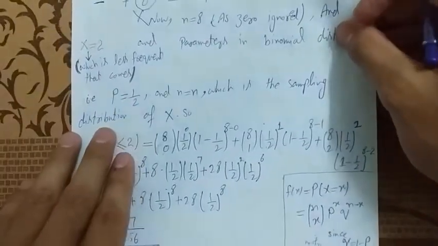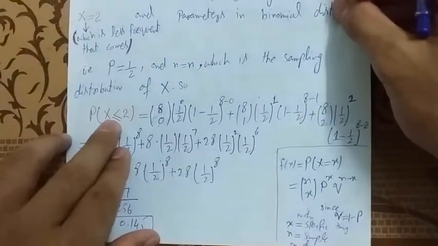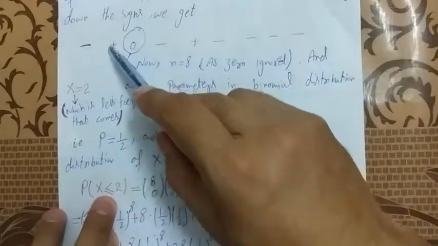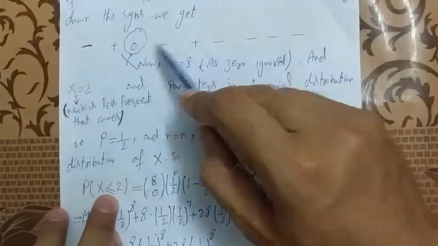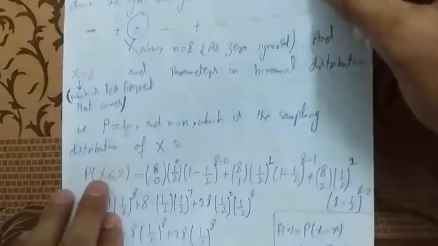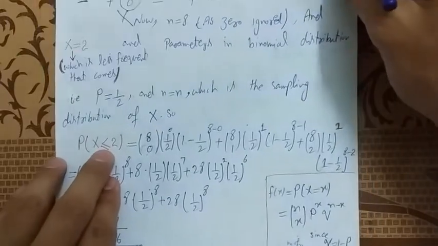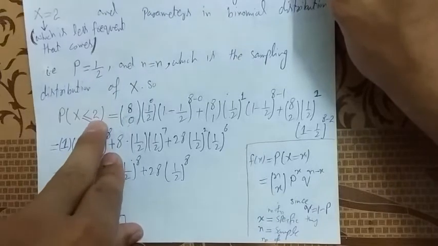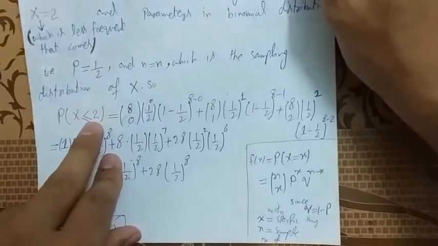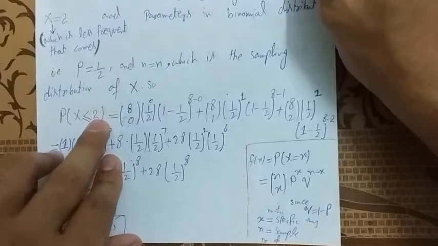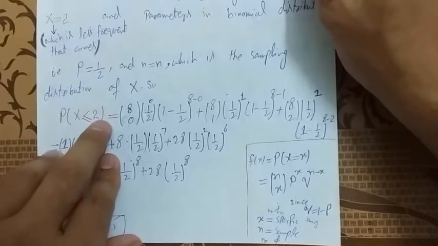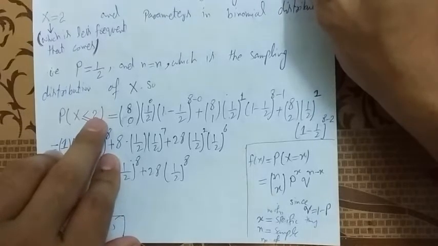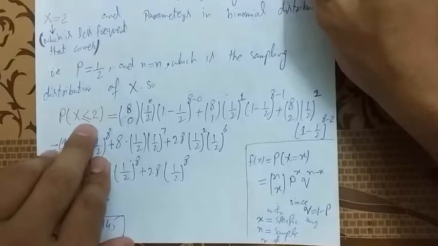So capital X, you know, is less than or equal to 2. Understand? Meaning the positive signs number 2 or fewer. So we find the probability of this using the formula. First of all we find the probability for the binomial distribution only for less than or equal to 2. If it comes 3, we find the binomial distribution only for less than or equal to 3.